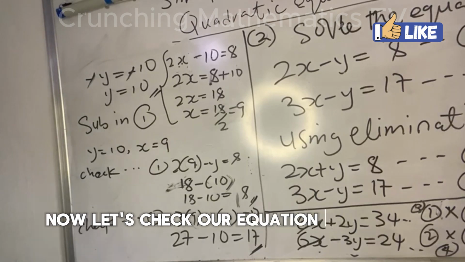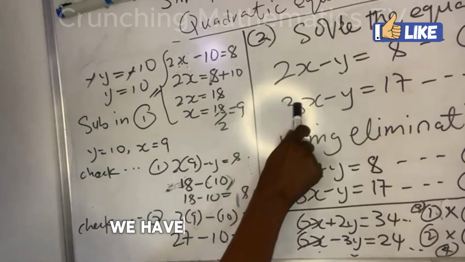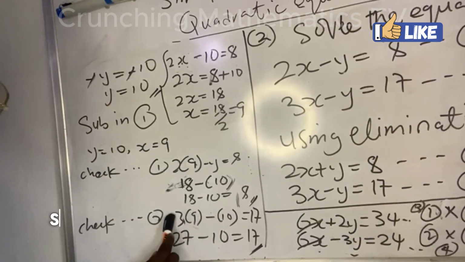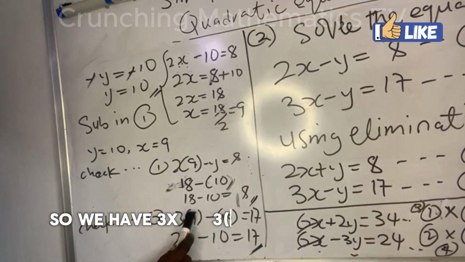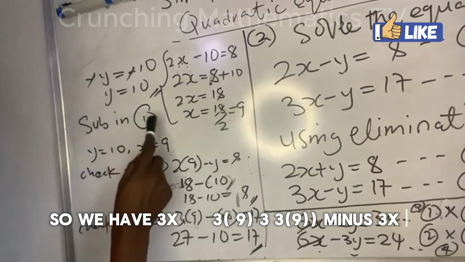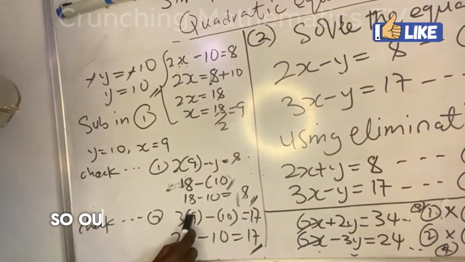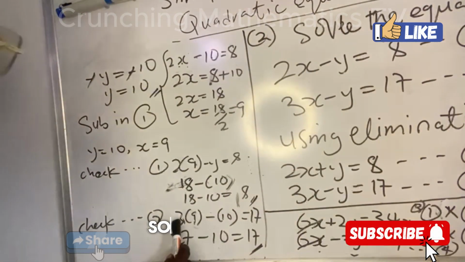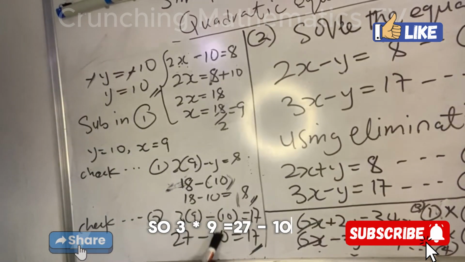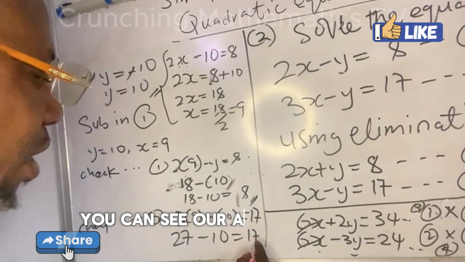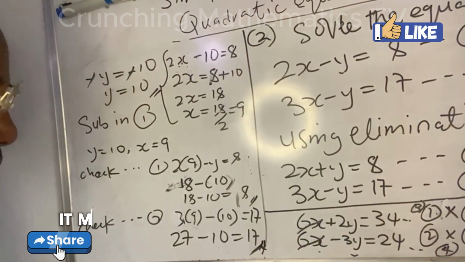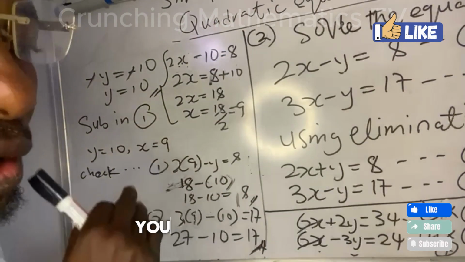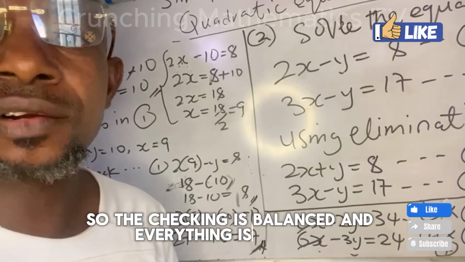Now let's check our equation 2. From equation 2, we have 3x minus y is equal to 17, right? Our x is 9 and our y is equal to 10. So 3 times 9 is 27, minus 10 is equal to 17. You can see our answers are all correct. It means that y is equal to 10 and x is equal to 9. That is the answer. If you have this in your exam, you have a 100% score. So the checking is balanced and everything is correct. Thank you very much.